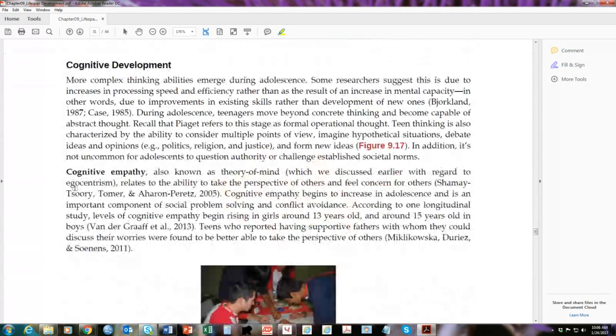I mentioned cognitive empathy, this idea of perspective taking that does really get better during adolescence. And that's tied right into the development of the frontal cortex as well. But this idea of being able to take the perspective of another, having a theory of mind, that is something that really develops and continues to develop through adolescence.